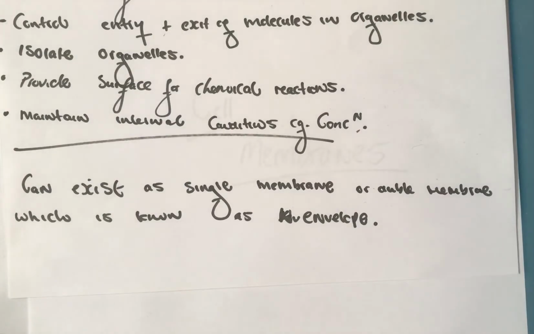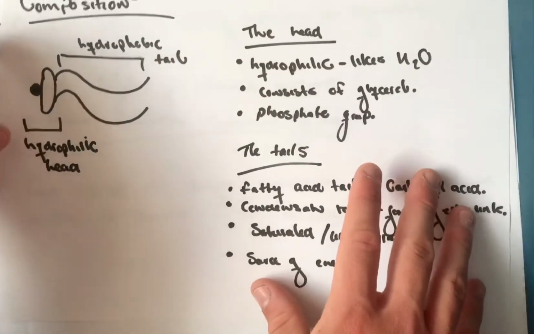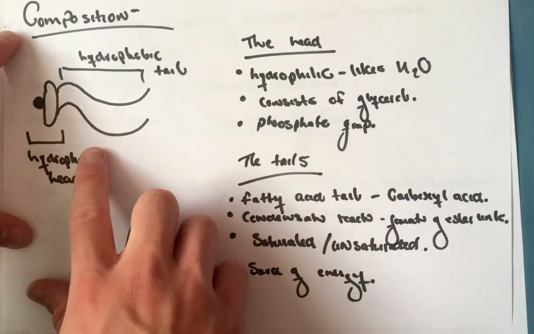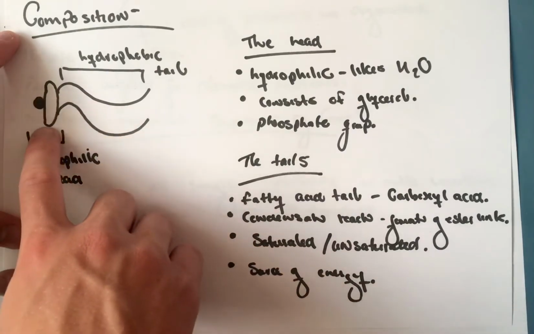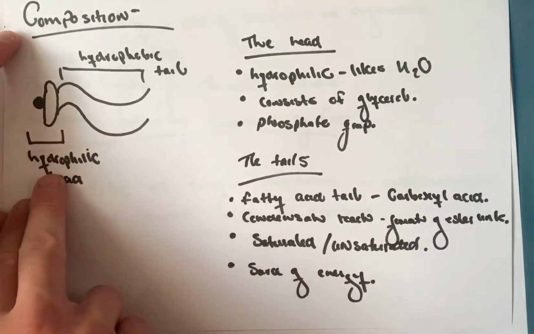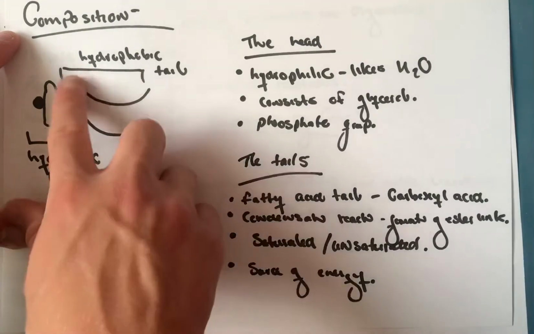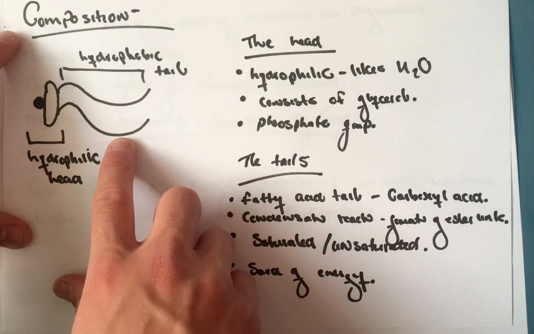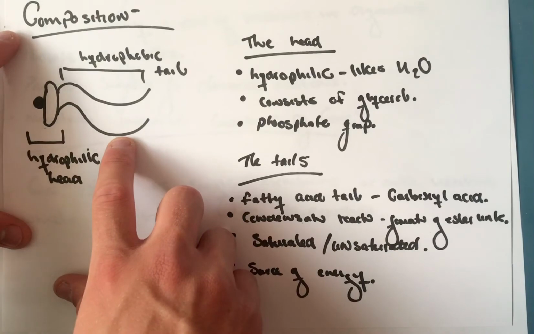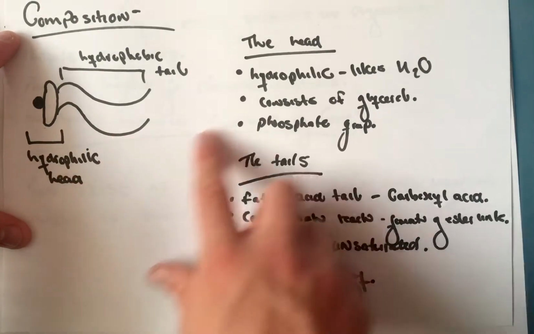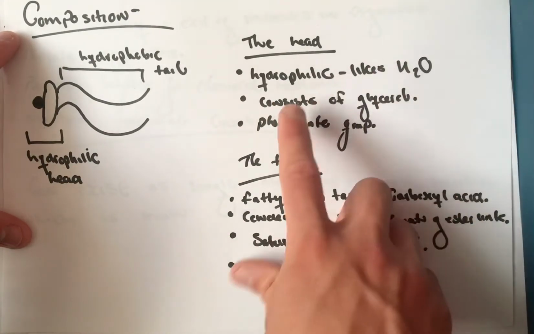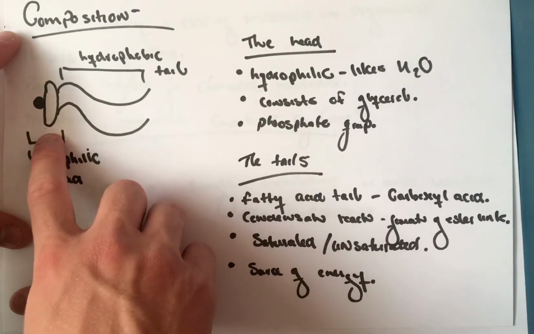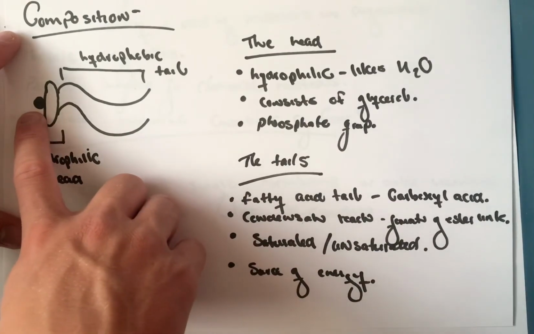So we're going to move on to the composition of a cell membrane. So here we have what's known as a phospholipid. So the phospholipid is made up of a glycerol molecule and a phosphate group, and this forms what's known as the hydrophilic head. And you've got two fatty acid carboxylic tails, which are known as a hydrophobic region. So the head is hydrophilic. That means it likes water. It consists of a glycerol molecule and a phosphate group, and this is the polar part of the cell membrane.